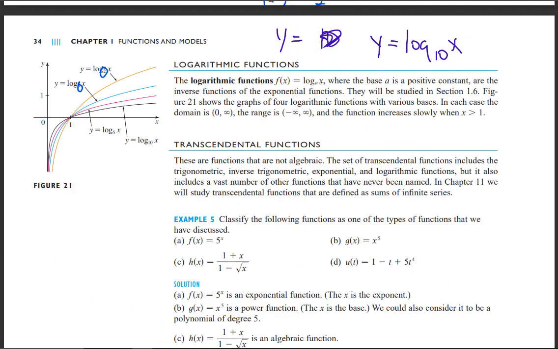And then we talk about transcendental functions. These are just the functions that we said are not algebraic. So the set of transcendental functions includes trigonometric functions, inverse trigonometric functions, exponential functions, logarithmic functions. But it also includes a vast number of other functions that have never been named. So we named the trig functions and the exponential functions, but there are many other transcendental functions.